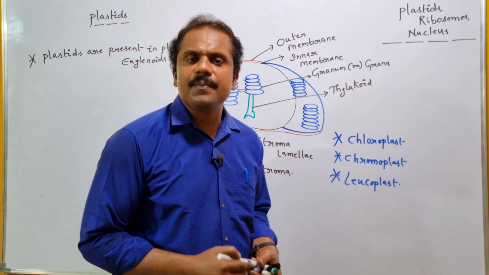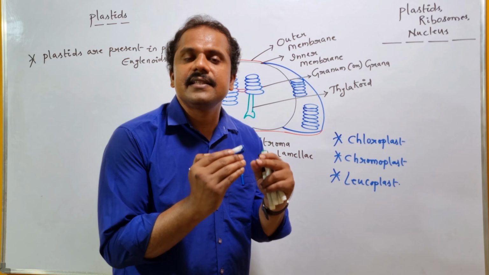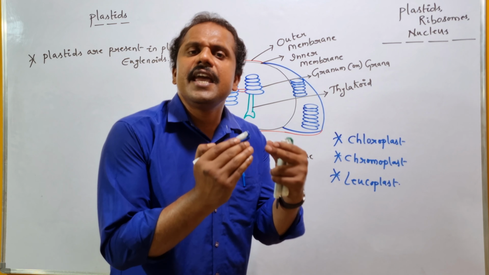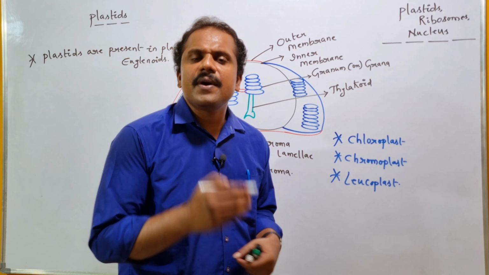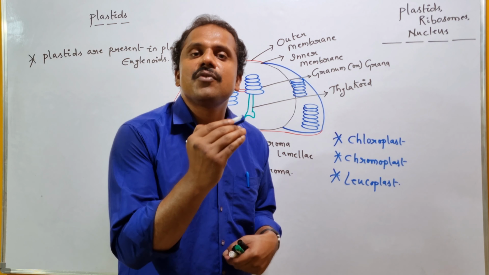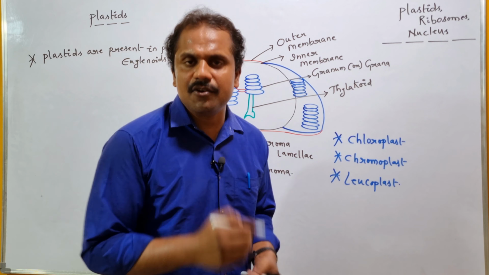And if we consider the leucoplast, as the name itself suggests, these are the colorless plastids. They won't contain any specific color. And the leucoplasts are responsible only for the storage of food materials. So based on the storage of the food materials, we can classify the leucoplast into three different types, and these include amyloplast, ilioplast and the other one is erythroplast.